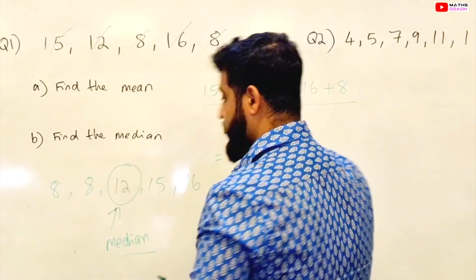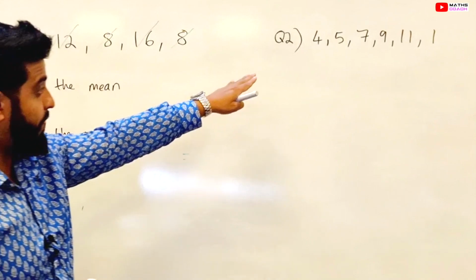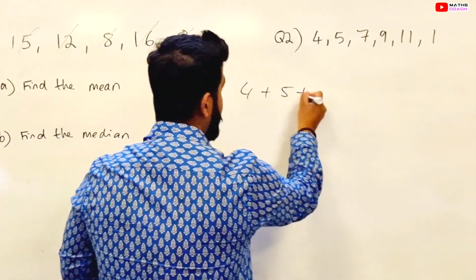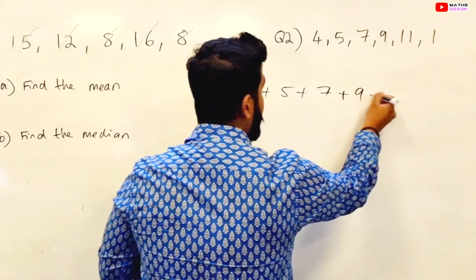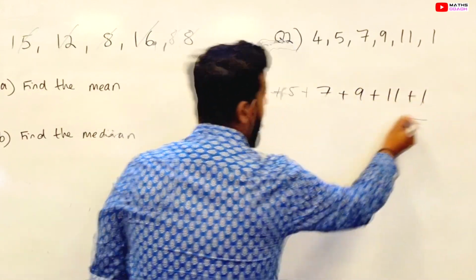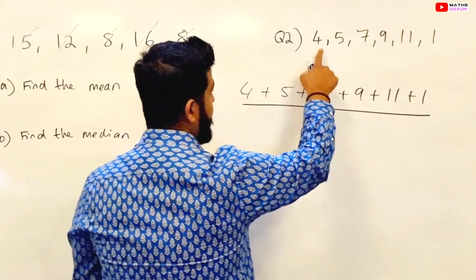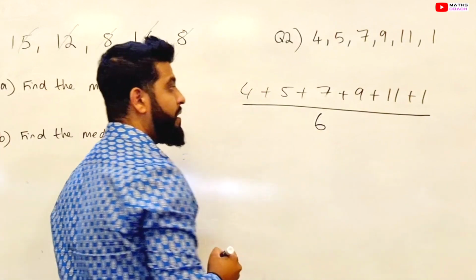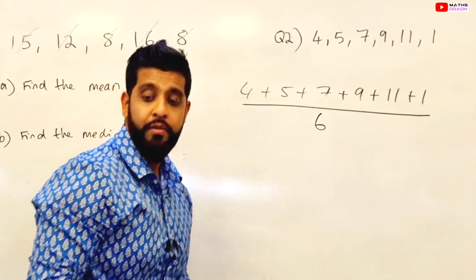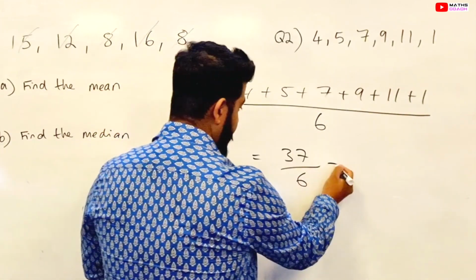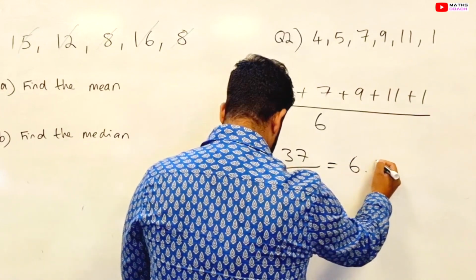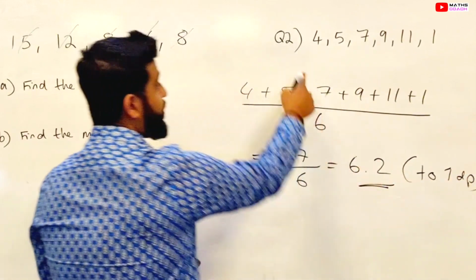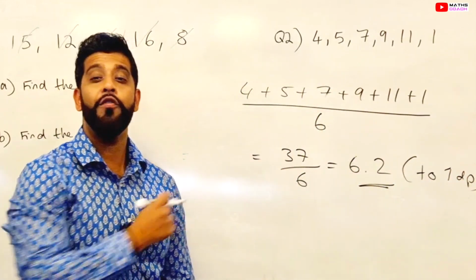Let's move on to this question. So looking at this next list of numbers, we want to find the mean. So the mean would be to add all these numbers together. So 4 plus 5 plus 7 plus 9 plus 11 plus 1. And we divide by however many numbers there are. So 1, 2, 3, 4, 5, 6 numbers. So we divide by 6. We'll put that into our calculators now. And that gives us 37 over 6. And 37 over 6 is 6.2 to 1 decimal place. So 6.2 is the average mean of these numbers.